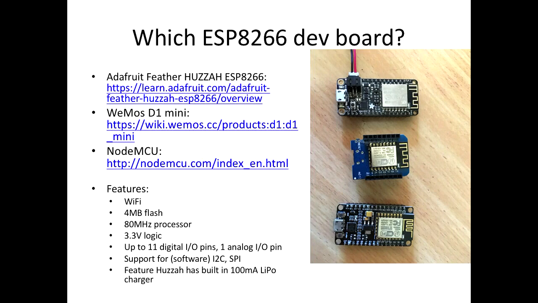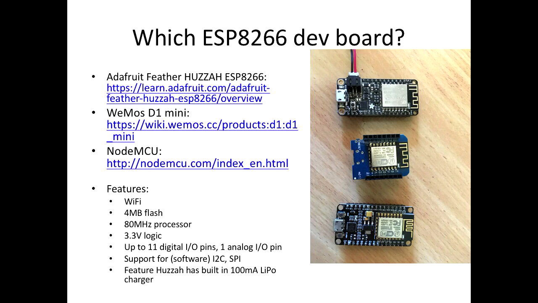When it comes to the ESP8266 microcontroller, there are lots and lots of different dev boards out there that you can choose. These are the three that I typically go to for my projects. So there's the Adafruit Feather Huzzah ESP8266, the Wemos D1 Mini, and the NodeMCU version 1 microcontroller. And these are all very, very similar development boards.